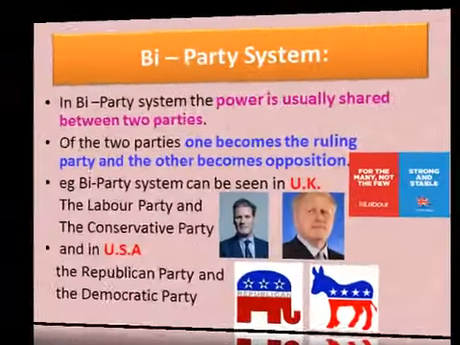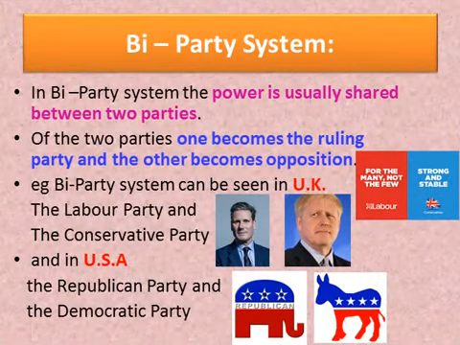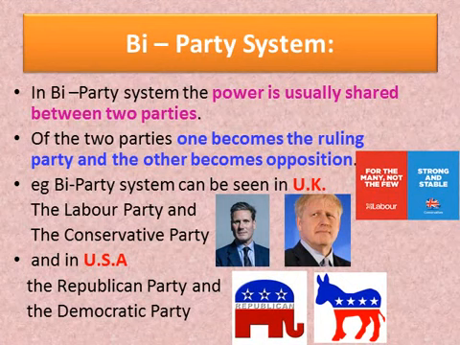Now we will see the biparty system. In a biparty system, the power is usually shared between two parties. One of the two parties becomes the ruling party and the other becomes the opposition. Examples of biparty system can be seen in the United Kingdom, the Labour Party and the Conservative Party.